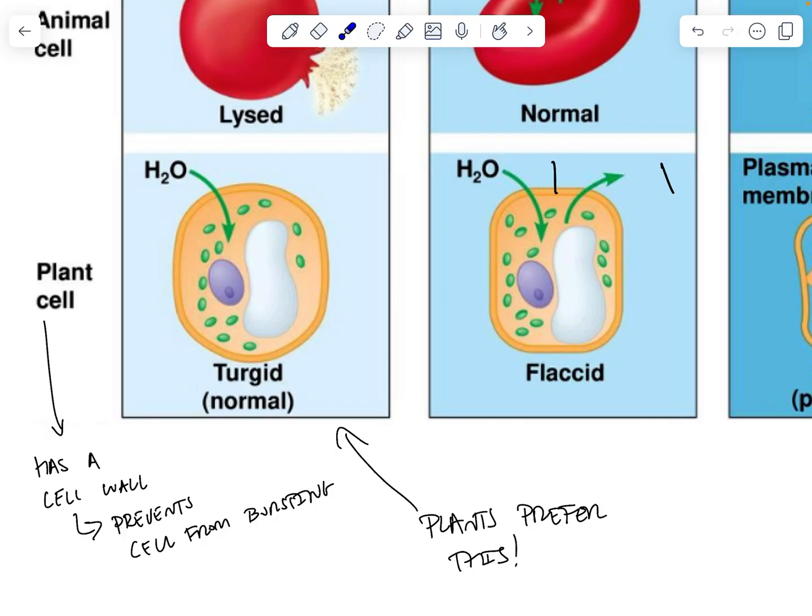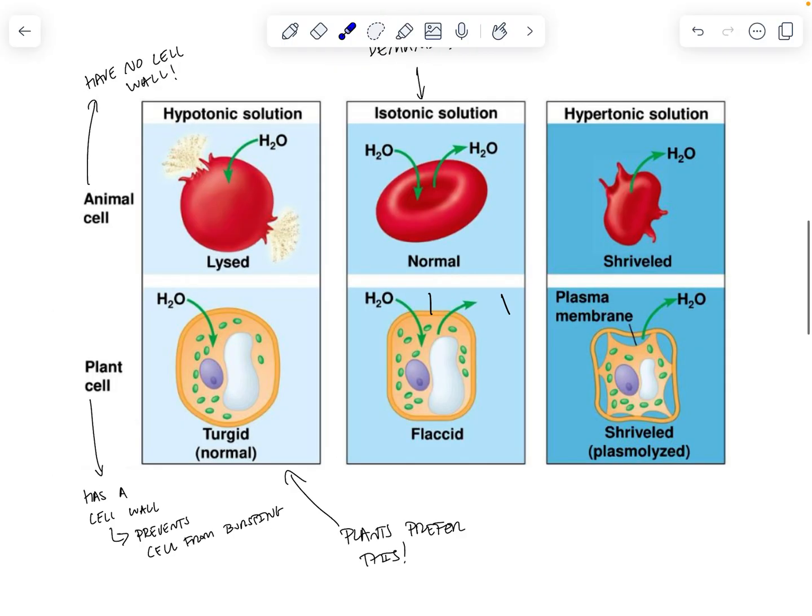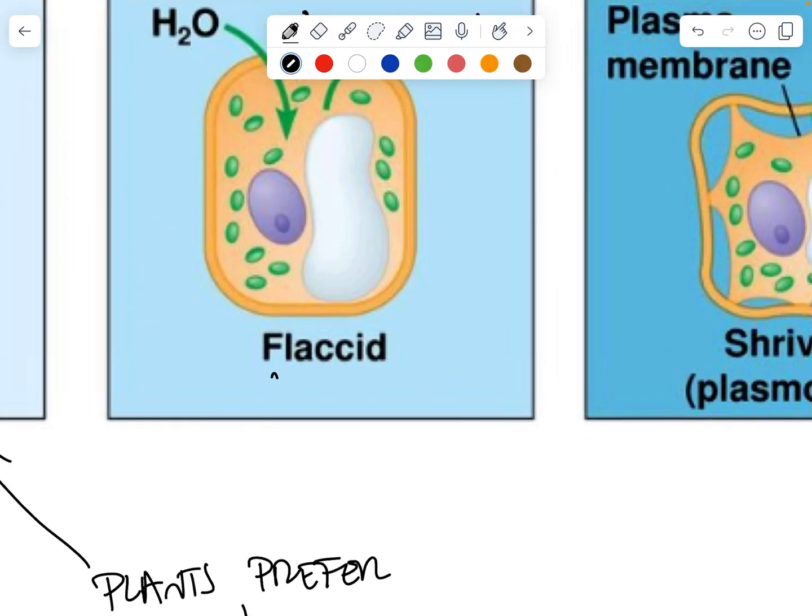When a plant starts to move from a hypotonic solution to an isotonic solution, where the concentration of solution inside and outside of the cell is the same, now there's not as much water pressure going in. It's the same as water pressure going out, and the cells become flaccid and the plants start to wilt.